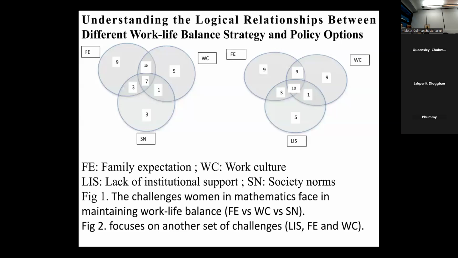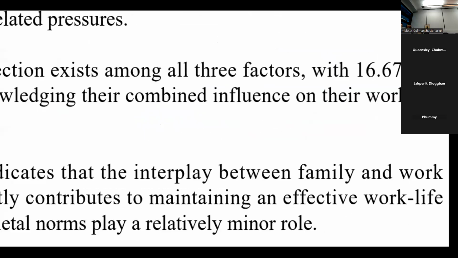Then in the second Venn diagram, we have family expectation, work culture, and lack of institutional support. Yes, lack of institutional support has a lower response, but when combined with work-life balance and work culture, it skyrockets to about 21.28%. So it is now coming to a conclusion that the challenges women in mathematics face in maintaining work-life balance are family expectation versus work culture and societal norms.